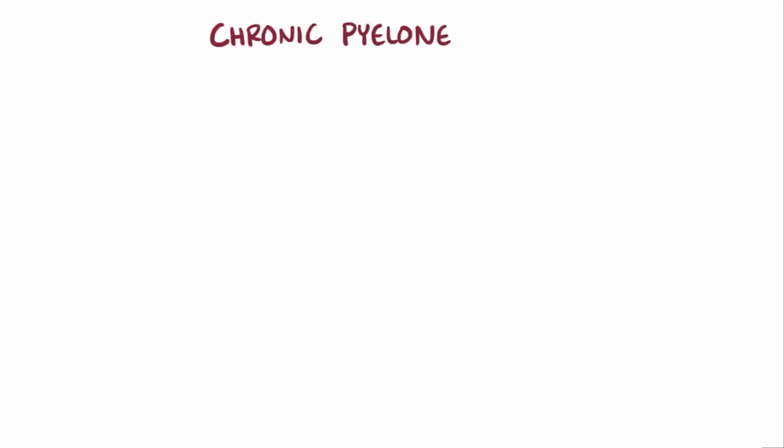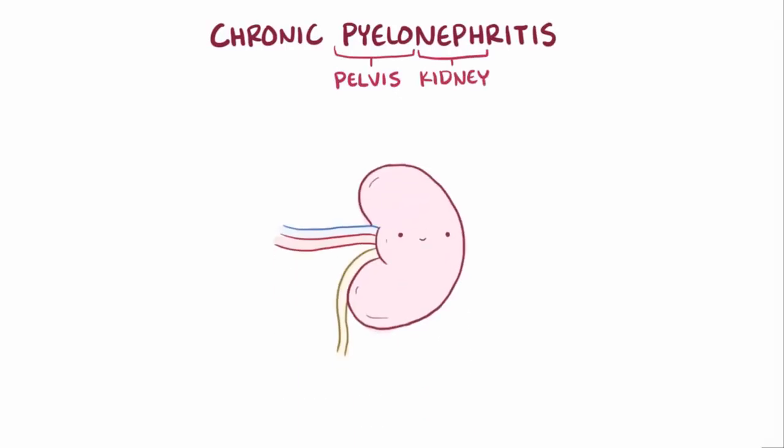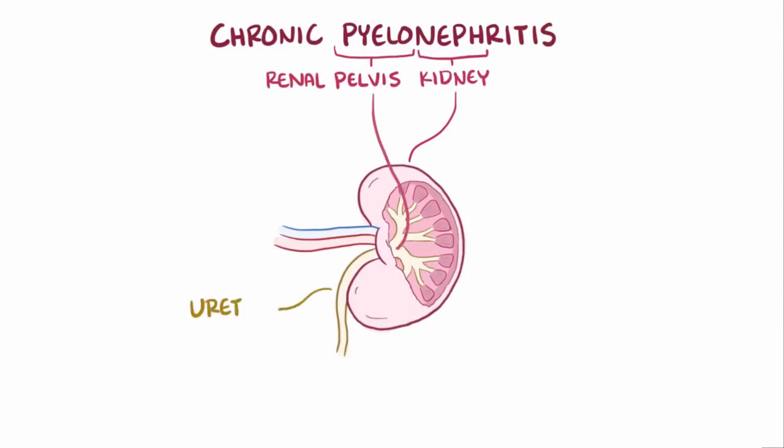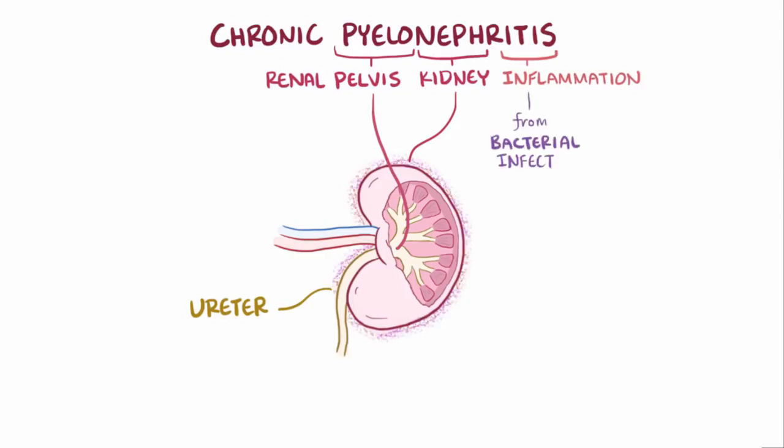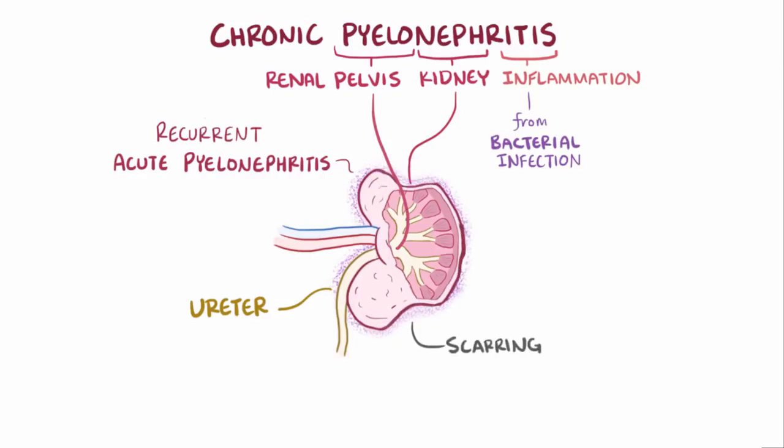With chronic pyelonephritis, pyelo means pelvis, and neph refers to the kidney. So in this case, it's the renal pelvis, which is the funnel-like structure of the kidney that drains urine into the ureter. And itis means inflammation. This inflammation is usually caused by bacterial infection of the kidney, which is called acute pyelonephritis. When somebody has recurrent episodes of acute pyelonephritis, the kidney becomes visibly scarred, at which point it's referred to as chronic pyelonephritis.